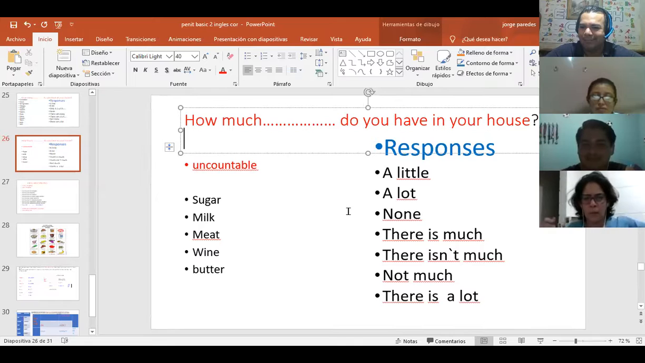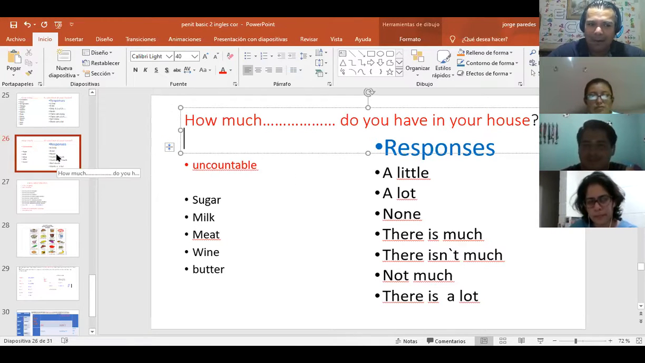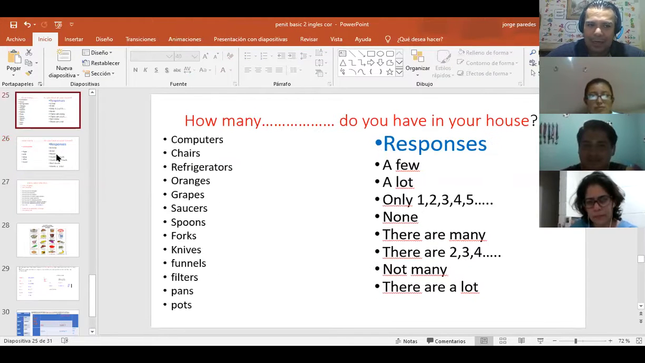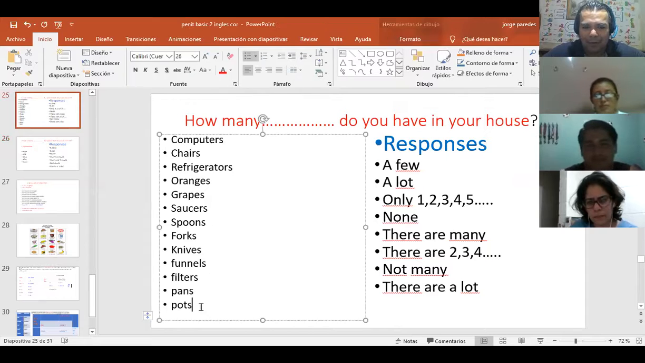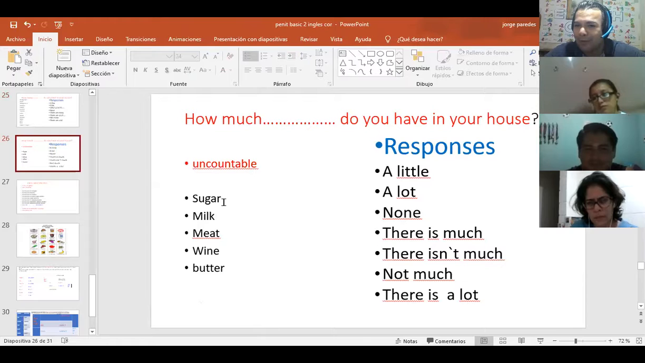Y utilizamos el how much. Y el there is. Vale, ahora, ¿lo entienden así? Yes. Sí. Vale, ahora vamos a ir aquí arriba, y le vamos a poner ahora 3 kilos de azúcar. Son contables. Vamos a ponerle ahora lo plural. 3 kilos of sugar. ¿Entienden? Yes. Sí. Ahora sí está en plural aquí. Pero aquí, no. Okay. Do you understand? Yes.